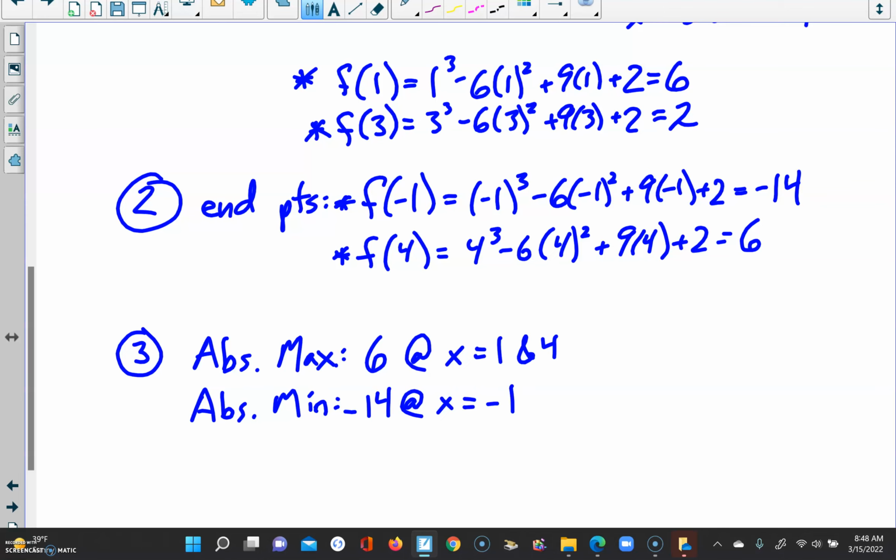All right, and that's all there is basically to that section. You just get your critical points using the derivative and then use the endpoints on your closed interval, and you plug all those in and compare your y values.